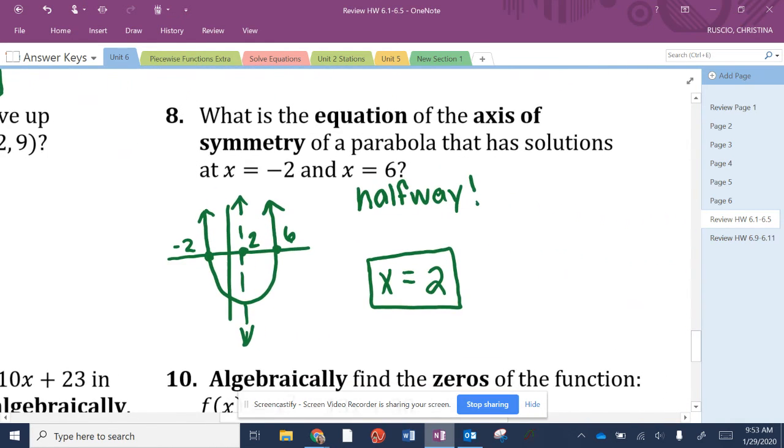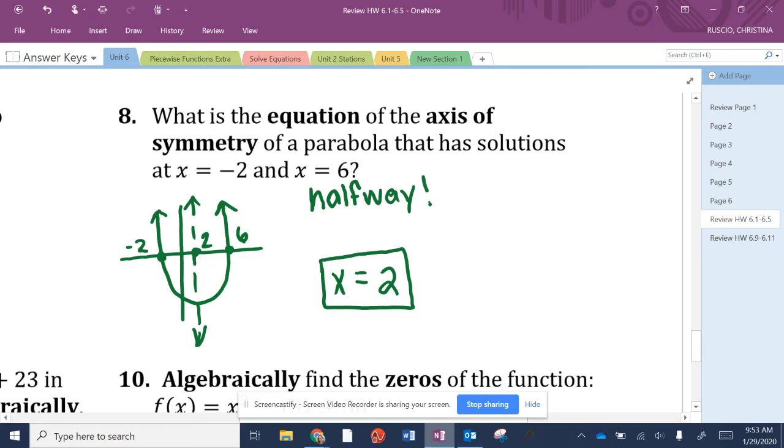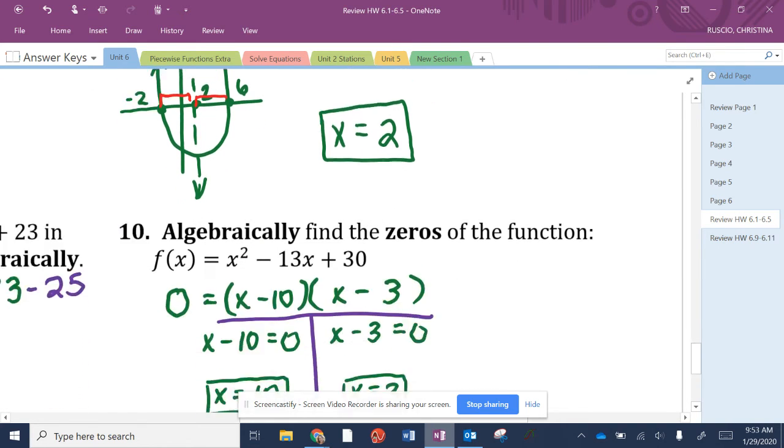And lastly, number 8, what is the axis of symmetry equation? Remember, if they give you the zeros, you can get the axis of symmetry by just slicing it right down the middle, halfway. So 2 is a halfway point between -2 and 6.